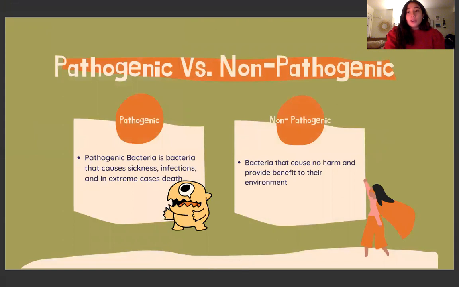So there's also two types of bacteria. You have pathogenic and non-pathogenic. And so pathogenic bacteria is the bacteria that often causes sickness, infections, and in extreme cases, death. And then you have non-pathogenic bacteria, and these are bacteria that cause no harm for the most part, and they're mainly there to provide benefit to the environment that they're in.